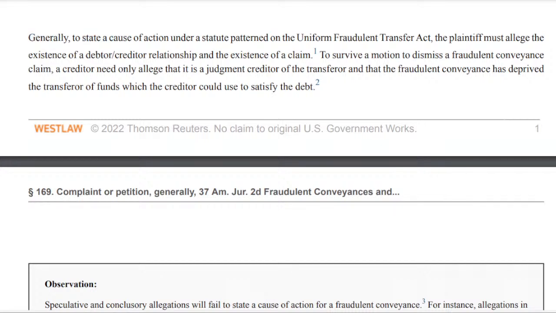Generally, to state a cause of action under a statute patterned on the Uniform Fraudulent Transfer Act, which we went over in part 1, the plaintiff must allege the existence of a debtor-creditor relationship and the existence of a claim, 2 elements. To survive a motion to dismiss a fraudulent conveyance claim, a creditor need only allege that it is a judgment creditor of the transferor, in that the fraudulent conveyance has deprived the transferor of funds which the creditor could use to satisfy the debt.